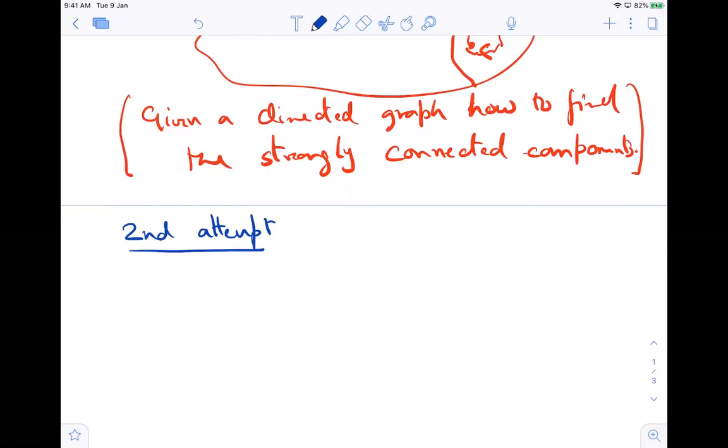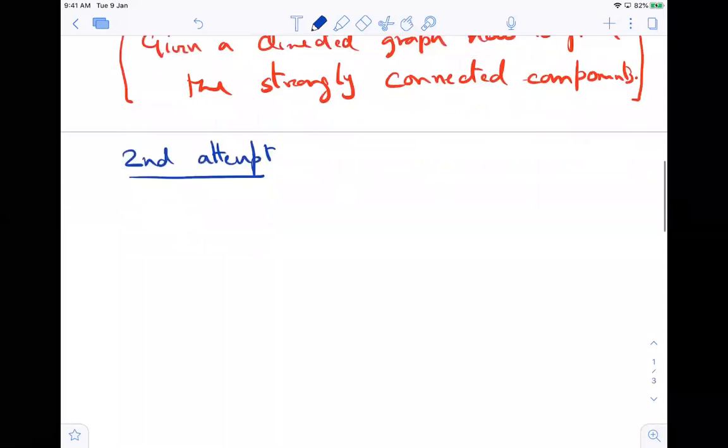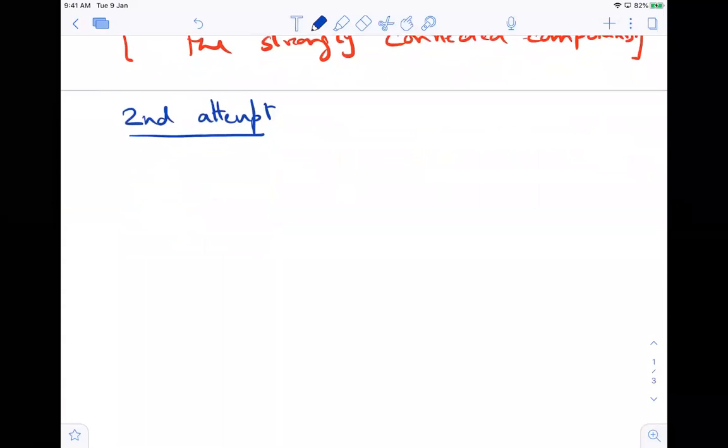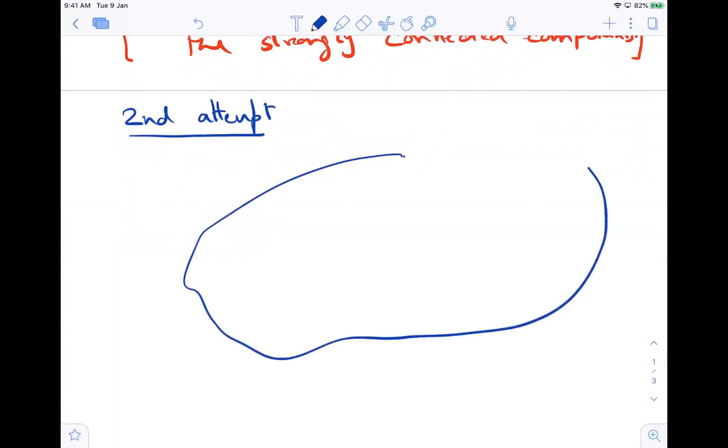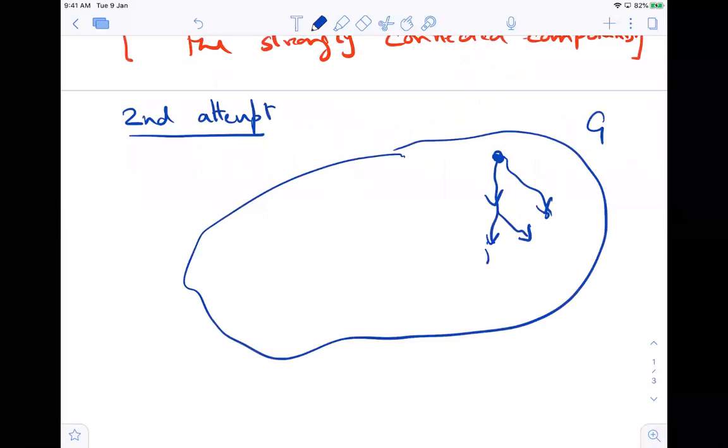Second attempt is that let's see. So this is something I think one of your friends had proposed last time, but I think he could not formalize it very well. I don't remember the name who actually did that. So here is the graph G, right? You start with any vertex and you go and do a DFS from here. Okay, so these are on the directed path. At the end of the day, this is all the set of vertices that is reachable from this vertex U.